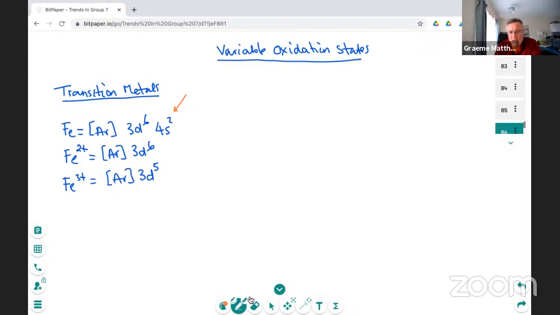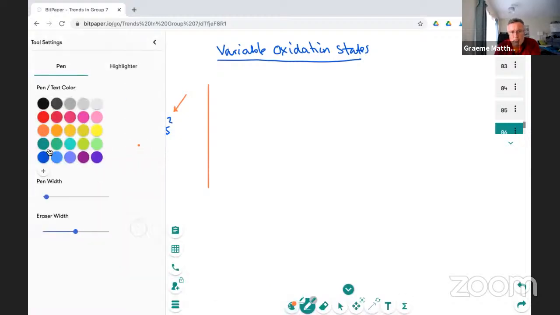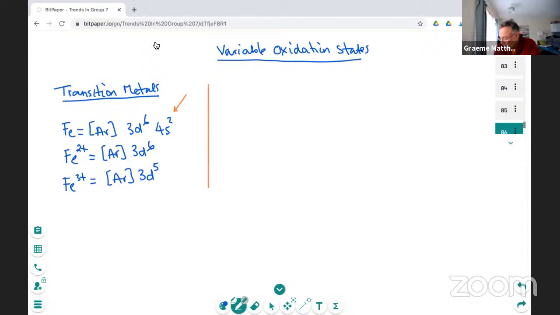They like to put iron on the exam, and the other one that you may see, and there's quite a few, let's do chromium, element 24. So chromium is going to be argon 3d4, 4s2.